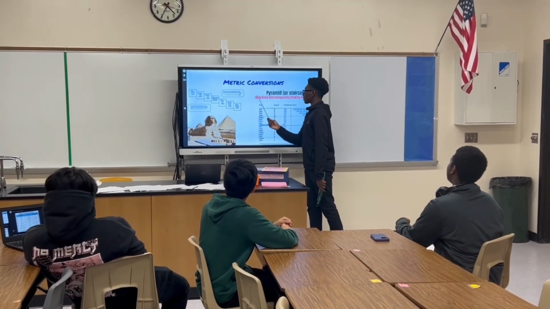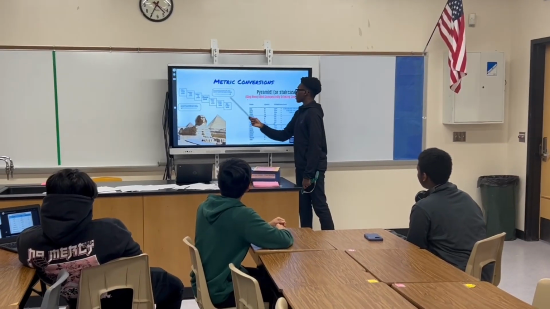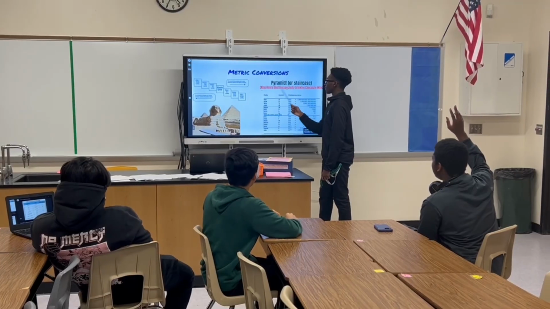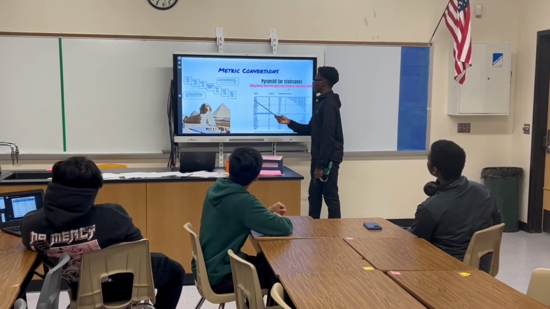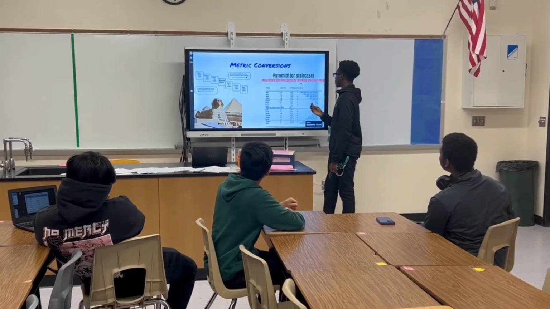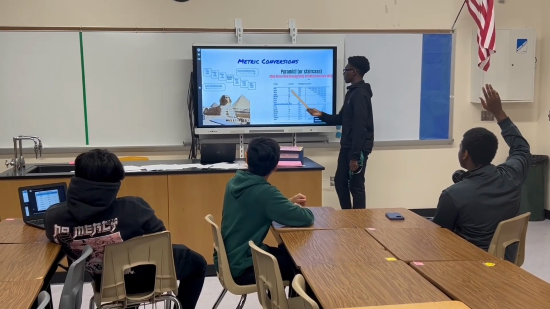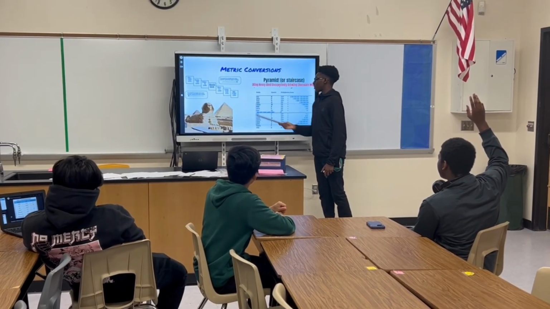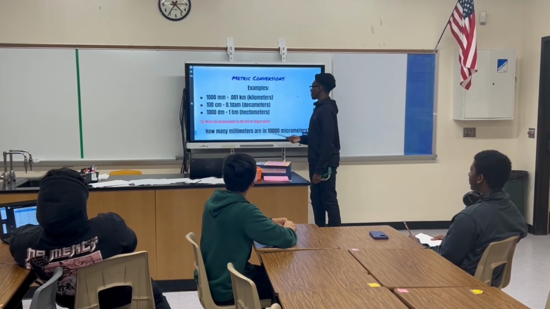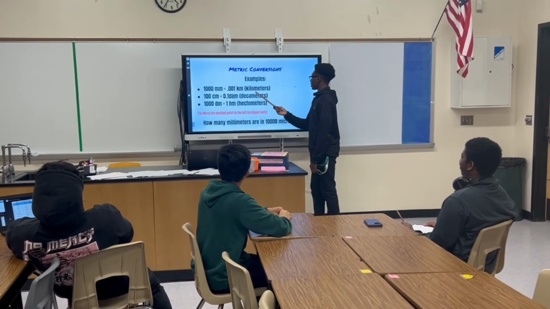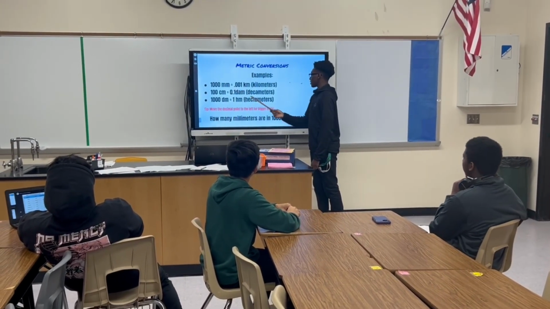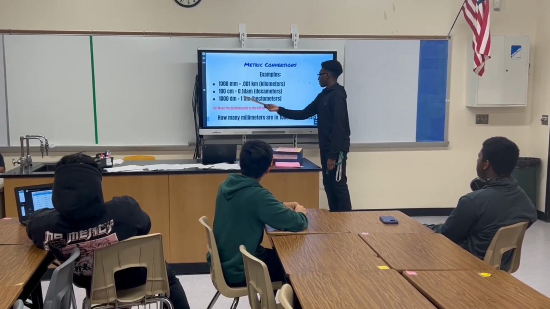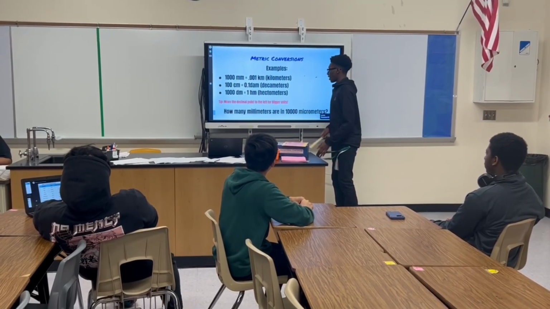So king, kilo, Henry, hecto, died, deca, and then I think that's unit, it's for base unit. Yeah. Drinking for deci, chocolate for centi, and milk for milli. So that's a good way to remember this right here. 1,000 millimeters is equivalent to 0.001 kilometers. 100 centimeters is equal to 0.1 decameters. And then 1,000 decameters is equal to 1 hectometer.